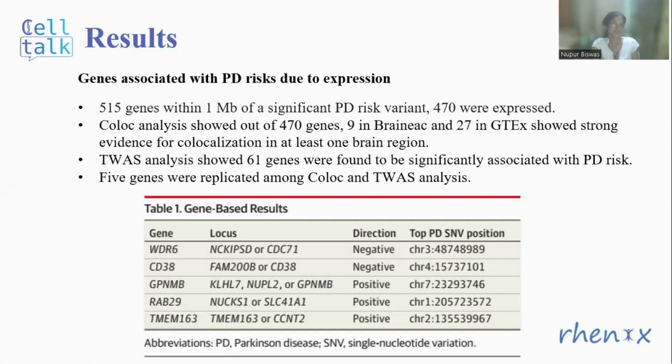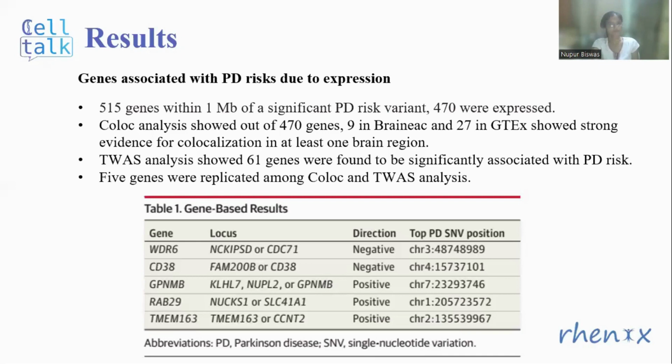They found around 515 genes within 1 MB of the SNPs. From these 515 genes, they observed that 470 are expressed. They continued their study with these genes. And they performed co-localization analysis and found that 9 genes from the BrainEAC data and 27 from the GTEx data showed strong evidence of co-localization.